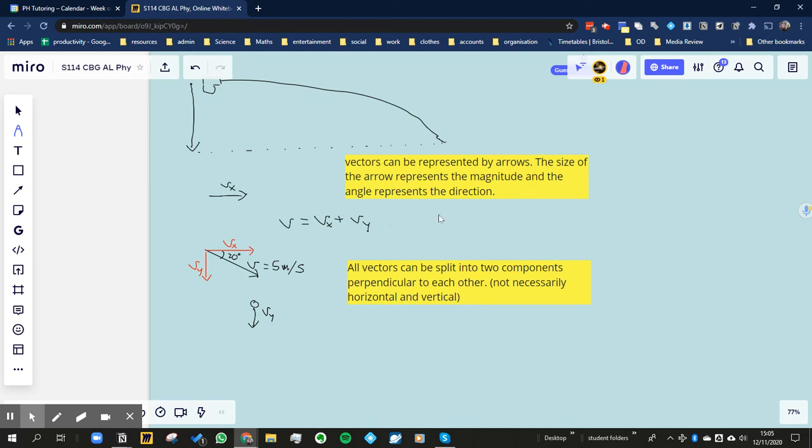So we're going to put this into a triangle like this. And we know that this is V, and this is Vx, and this is Vy. The angle is 20 degrees. V is actually equal to 5, and so using trigonometry, Vx would be equal to 5 cos 20, and Vy is equal to 5 sine 20.